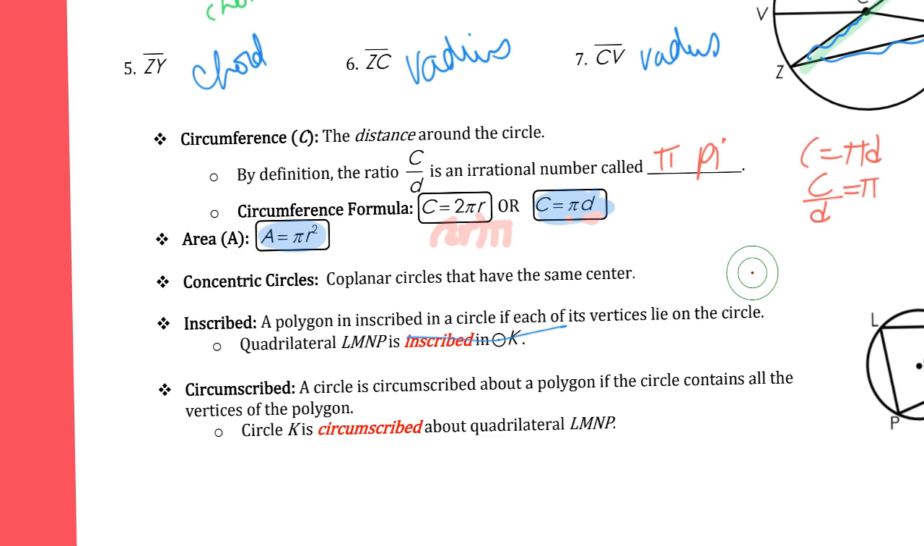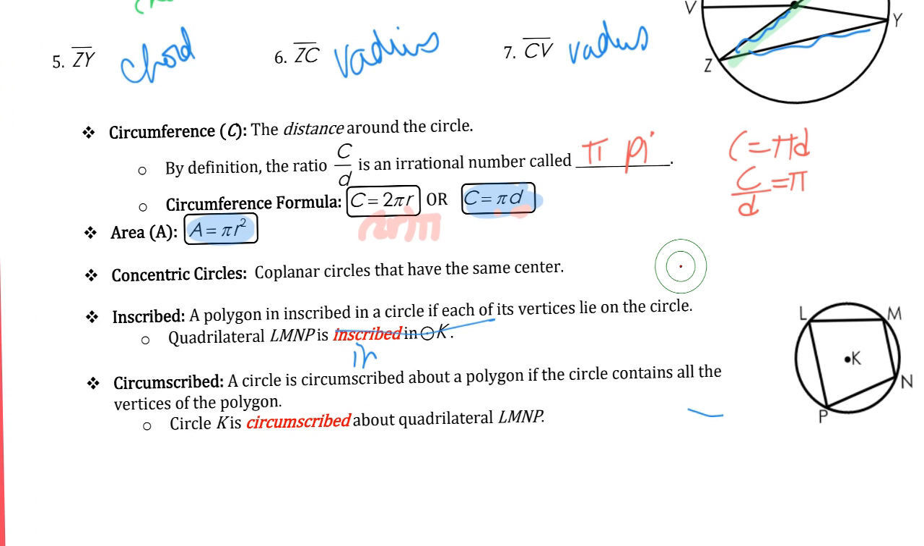Concentric circles are circles that share the same center. In an inscribed shape, if you read the sentence, it says a quadrilateral is inside the circle, inscribed inside the circle. So the quadrilateral is inside the circle. We'll look over to the right. This quadrilateral is inscribed. So it's not only inside, but all the vertices will touch.